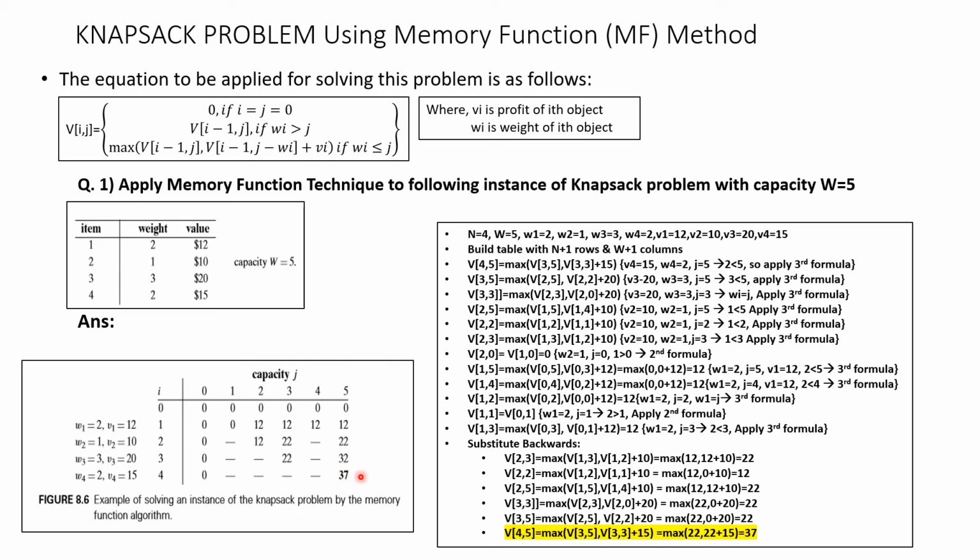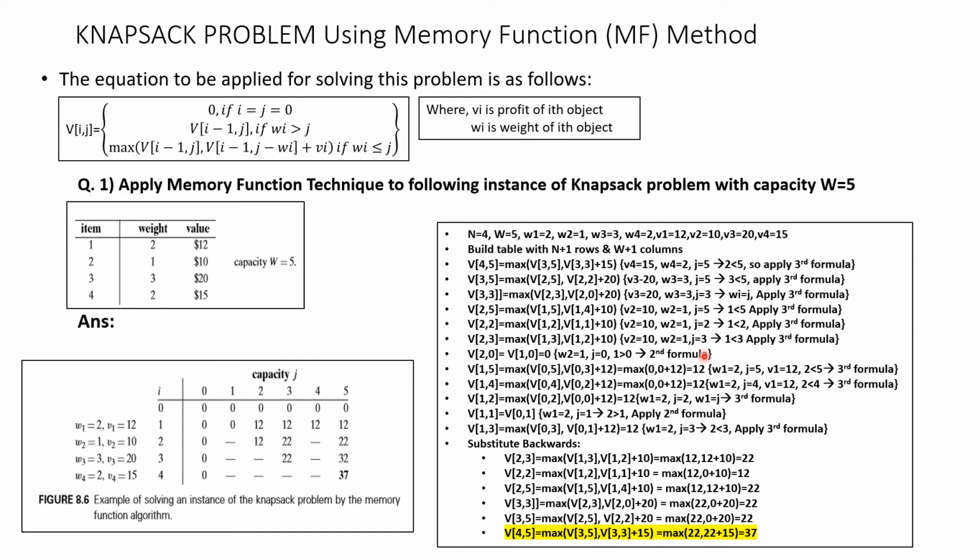See, for calculating this term, that is V4 comma 5, the only terms required were V3 comma 5 and V3 comma 3, that he calculated. Then for calculating V3 comma 5 he required V2 comma 5 and V2 comma 2. So V2 comma 5, V2 comma 2 he calculated. Next for calculating V3 comma 3, V2 comma 3 and V2 comma 0 were required. So he calculated V2 comma 3, V2 comma 0, right? Then for calculating V2 comma 5, V1 comma 5, V1 comma 4 were required. So V1 comma 5 and V1 comma 4 he calculated.